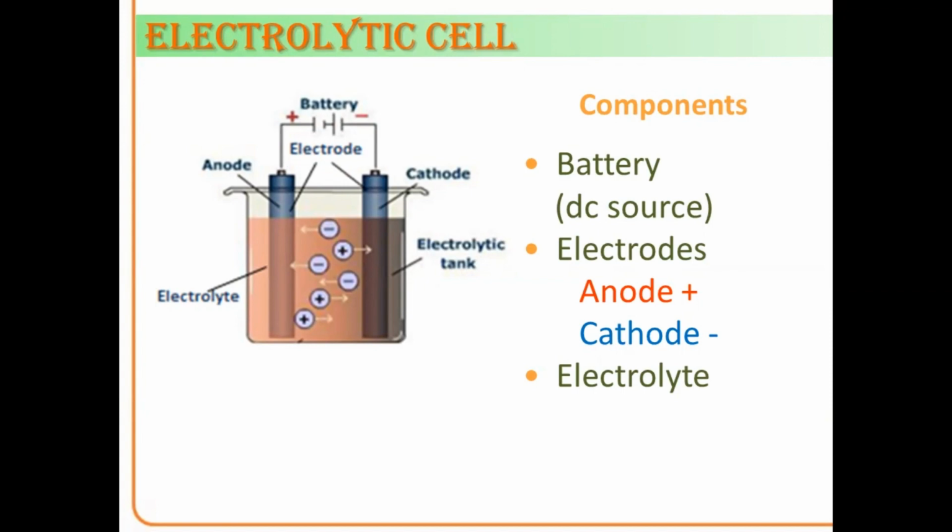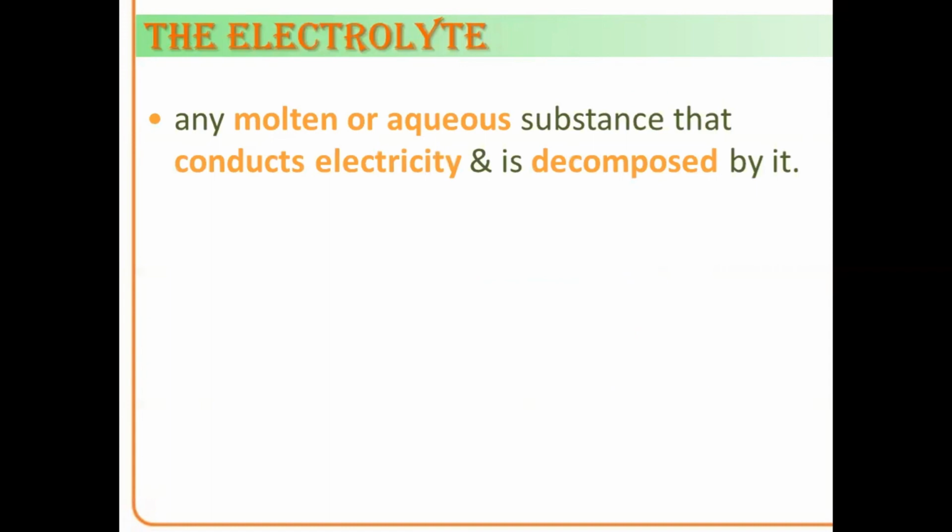Now let's look at the electrolyte in more detail. An electrolyte is any molten or aqueous substance that conducts electricity and is decomposed by it. So when you look at a metal, it conducts electricity, but a metal is not an electrolyte because it is not decomposed by the electricity. So ionic compounds, when they are molten or aqueous, do the two things. They conduct electricity and are decomposed by it.